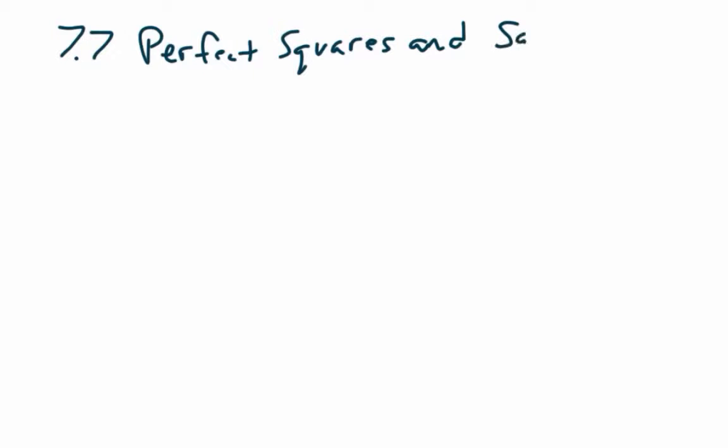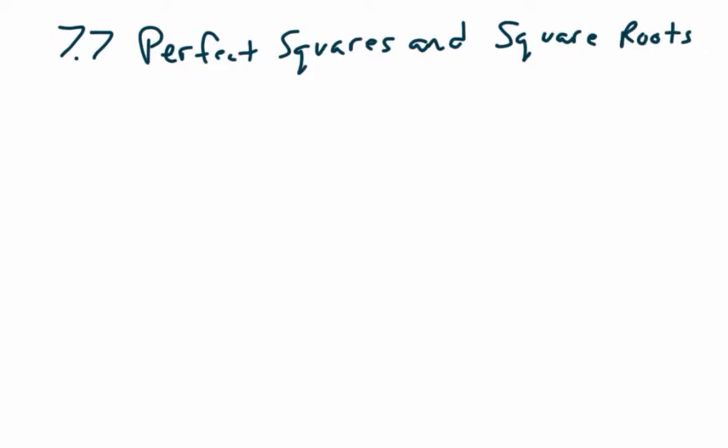Chapter 7, section 7, it's perfect squares and square roots. So, perfect squares and square roots. First thing I want to address is just, what is a square root? What's a square root talking about?